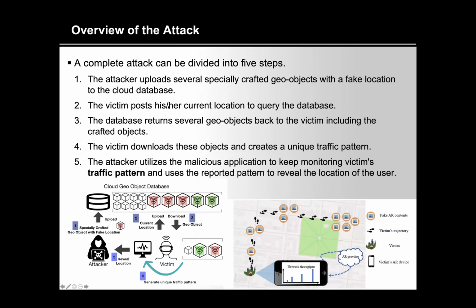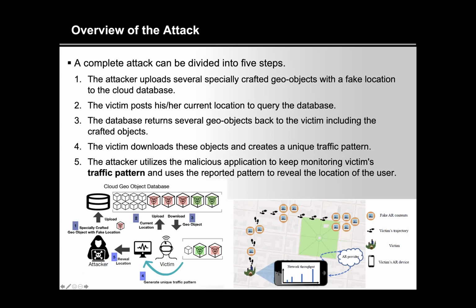So a complete attack can be divided into 5 steps. The first step is that the attacker uploads several specially crafted geo objects, like some advertisement or AR model with a fake location, to the cloud database. In this figure, those crafted AR contents are colored light red. That's the malicious content, and it is sent directly to the cloud database.